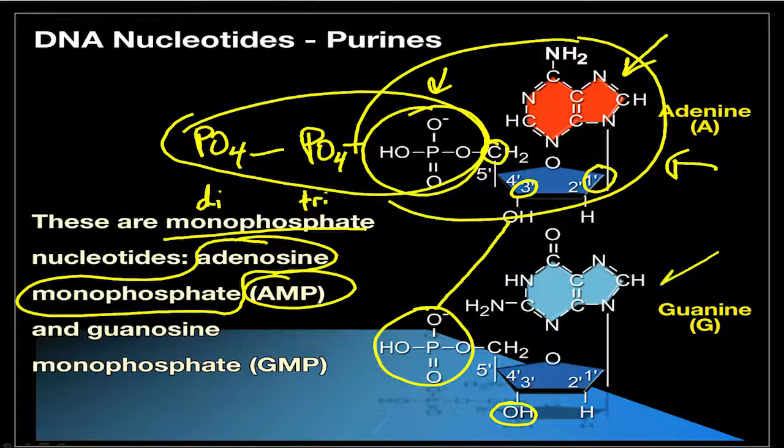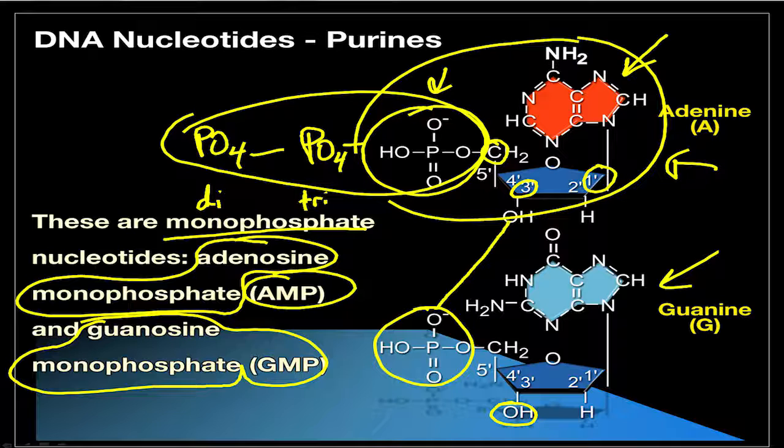Down here we have the same idea. There's the base guanine, which is also a purine, so there are 2 rings there. And if it was the monophosphate version, we'd have guanosine monophosphate, or GMP. Now, just for the record, you're probably thinking this. If you had an adenine-based nucleotide that had 3 phosphate groups on it, it would be adenosine triphosphate, right? Or ATP, which you're all probably familiar with.